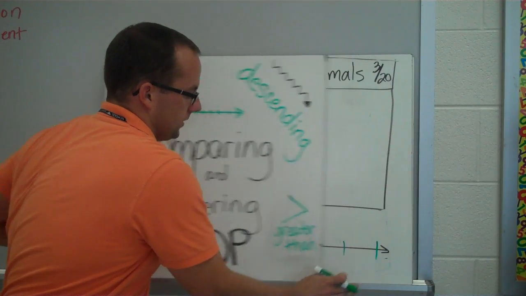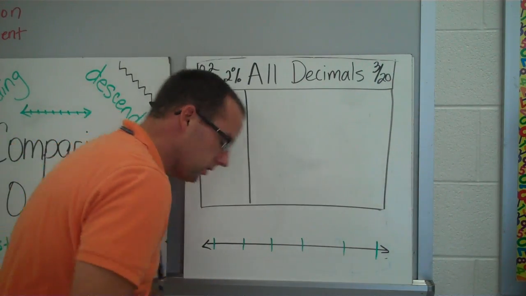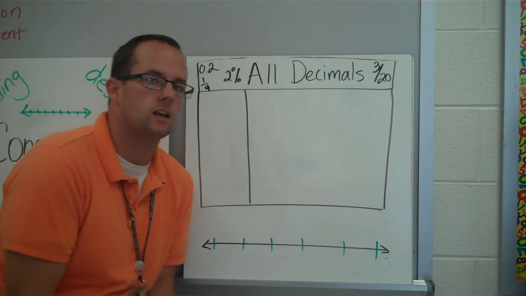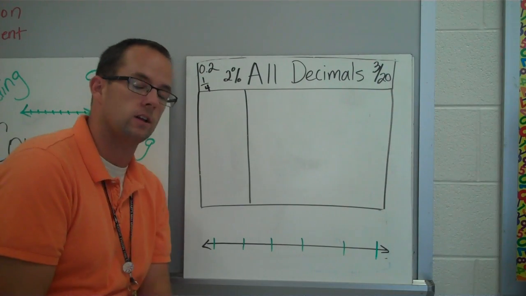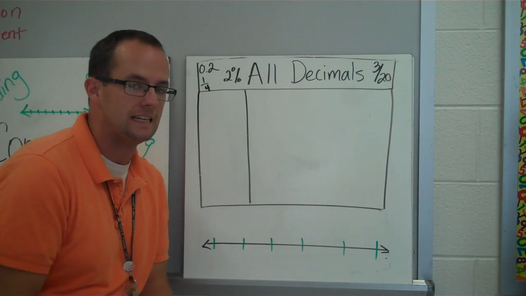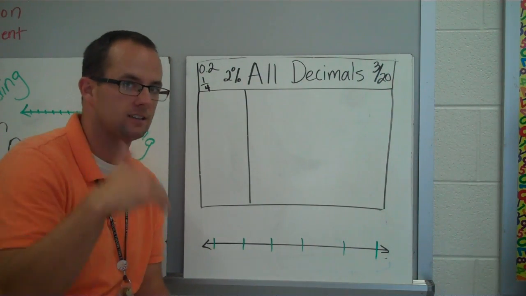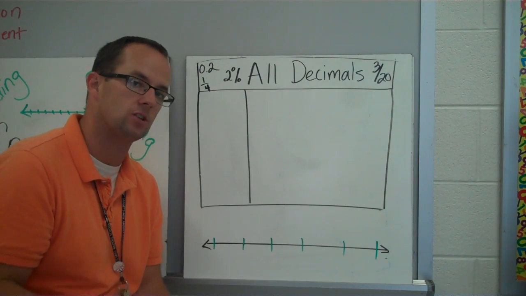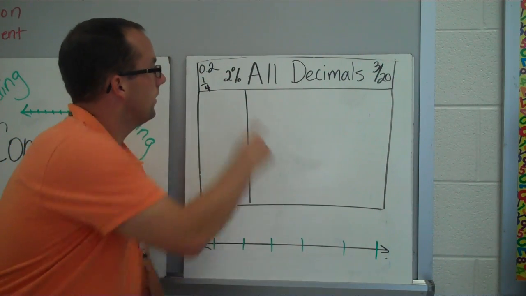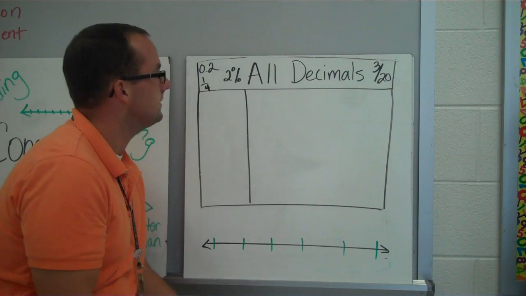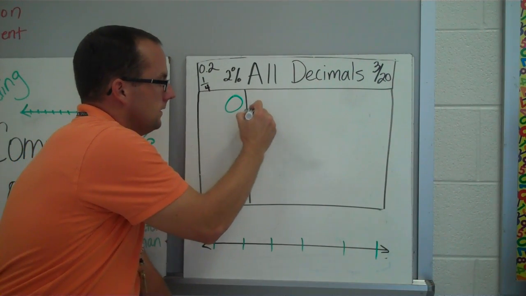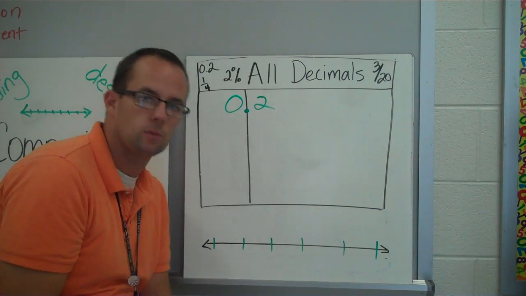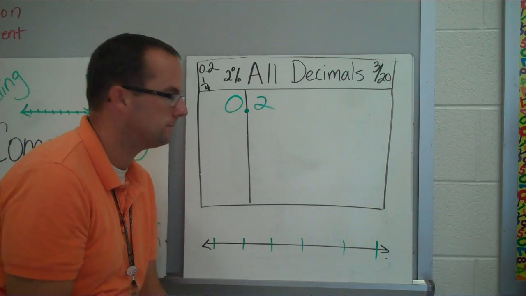Alright, so the first thing you could do when given a list of fractions, decimals, and percents and you're asked to compare them or order them is put them all in decimal form. I think that's the easiest, because I like to line up my decimal places and it's easier for me to compare. So, with the four that were given to you, the easiest one to do is 0.2. Why? Because it's already in decimal form. You don't need to do anything to it.